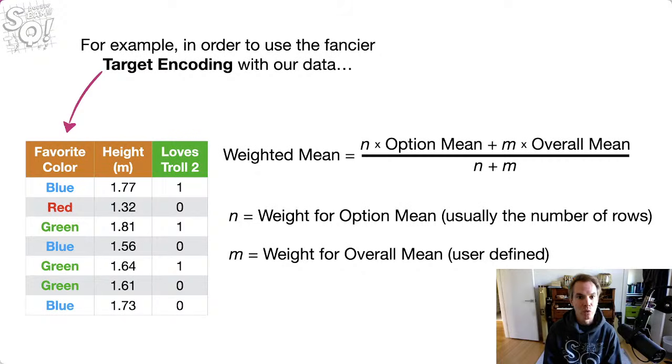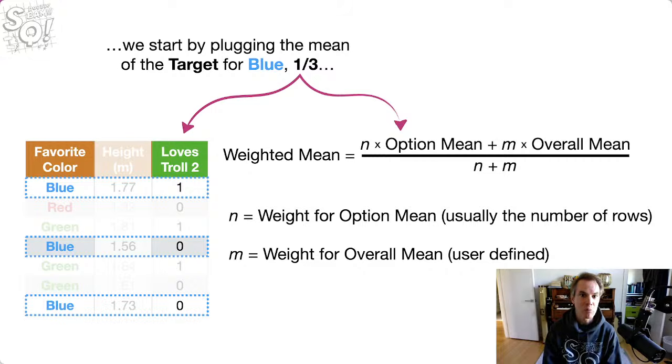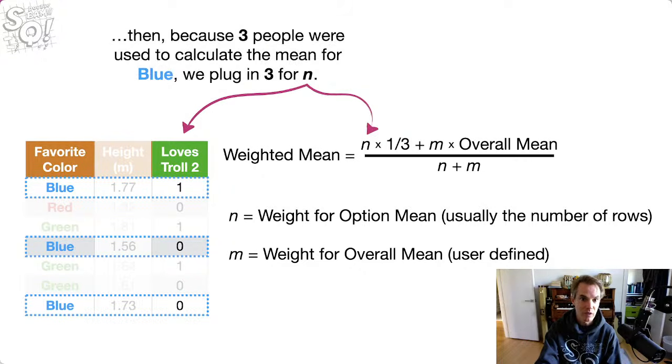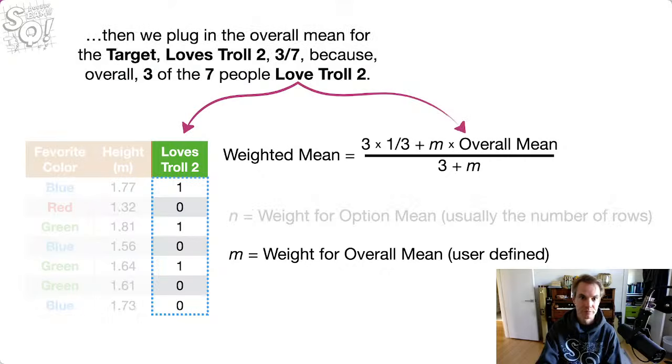So for example, in order to use the fancier target encoding with our data, we start by plugging in the mean of the target for blue, 1 divided by 3. Then, because 3 people were used to calculate the mean for blue, we plug in 3 for n. So the weight for that mean is 3. Then we plug in the overall mean for the target, which is loves Troll 2. And that's 3 divided by 7, because overall, 3 of the 7 people in the entire data set love Troll 2. So we plug in 3 divided by 7.